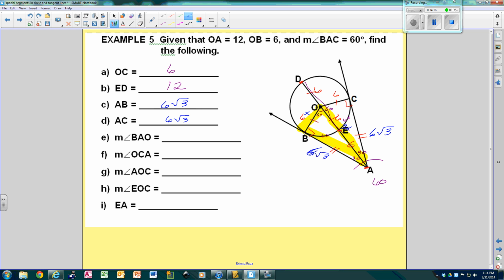BAO, we already determined that it's 30. OCA, remember it's perpendicular, so it's 90. AOC, that's 60. EOC is the same angle, just using different letters. And then EA, which we found to be 6 because the radius was 6 also.